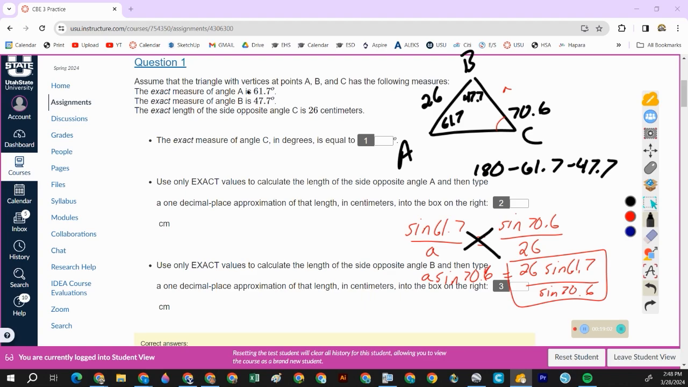Use exact values to calculate the length of the side opposite B, and then type a 1 decimal approximate. So when it says exact values, it means don't round any of your decimals until you get to the very end. So to find side B, we would just do the sine of B over little b is equal to the sine of 70.6 over 26. And same thing, cross multiply, and then just solve for little b. Okay, that one's pretty easy.